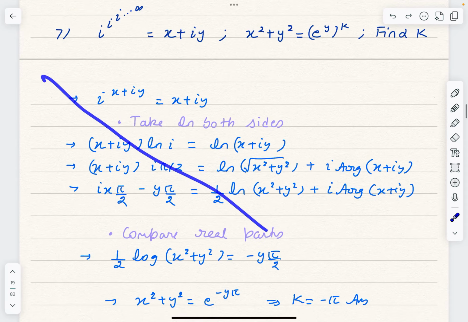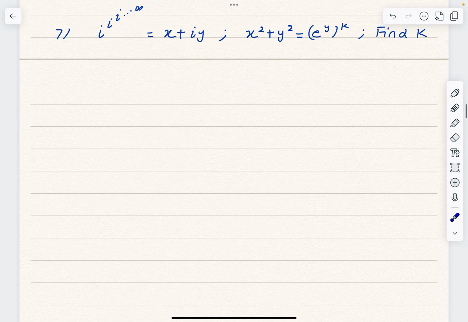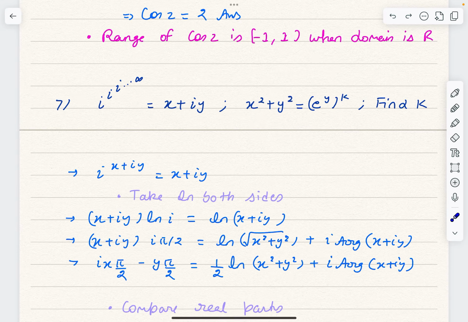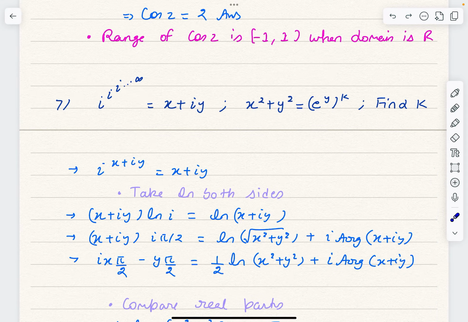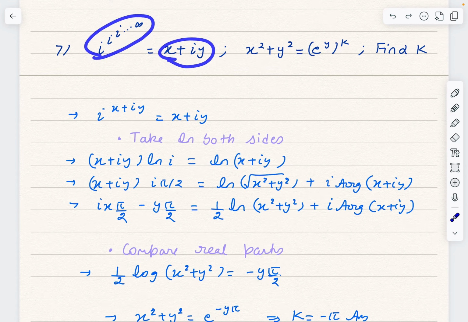Next, now again a very good problem. We have iota raised to power iota up to infinite times equal to x plus iota y. X square plus y square is equal to e power y whole power k. Find the value of k. It's a good problem, guys. Give it a try. Let us start discussion now. See, how do we solve this infinite series? If this is x plus iota y, we can say the power of iota will also be x plus iota y only. So iota power x plus iota y will be equal to x plus iota y.